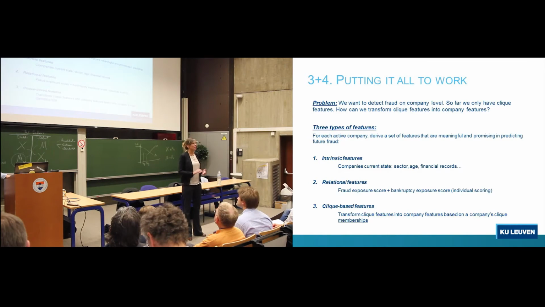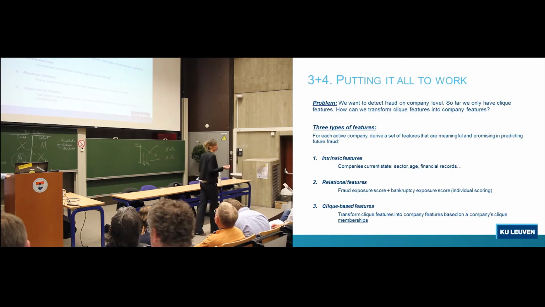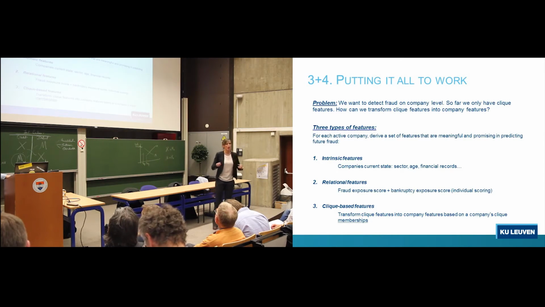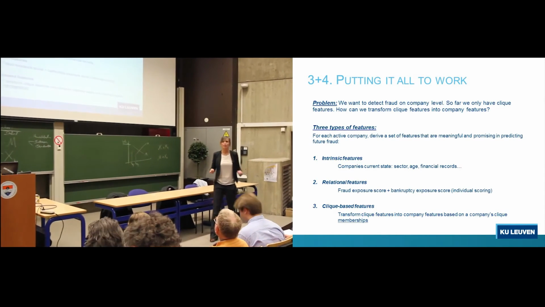A second set of features are the relational features. This is actually the individual score, because it's also very important how the company as an individual acts in the network. And then a third set of features are the click-based features. Features we derive from the network.